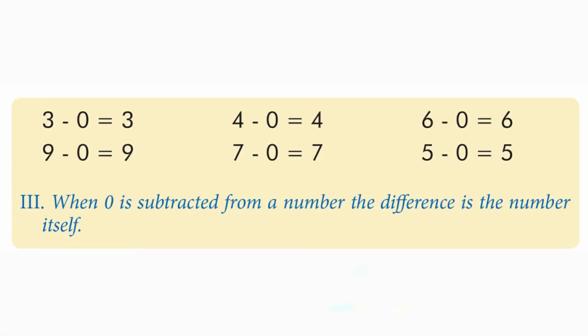So in that way we have the next interesting fact. When 0 is subtracted from a number, the difference is the number itself. For example, we have 3 minus 0 is the number itself, that is 3. And then we have 4 minus 0. 4 minus 0 is 4 itself.